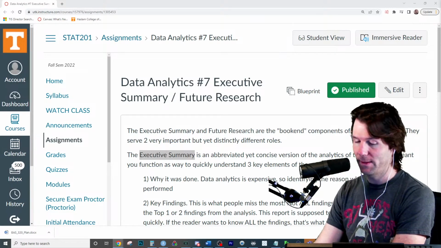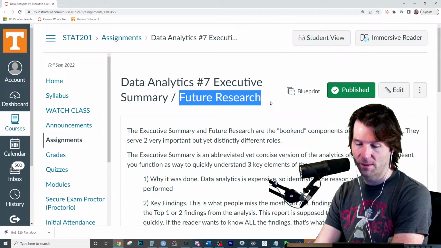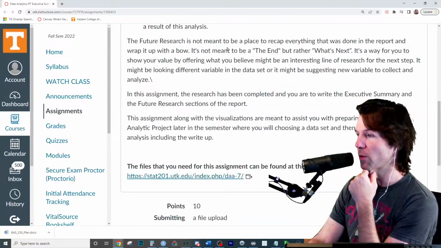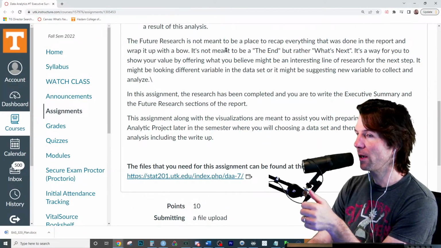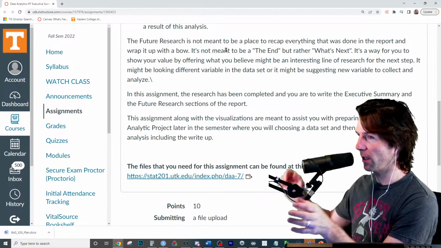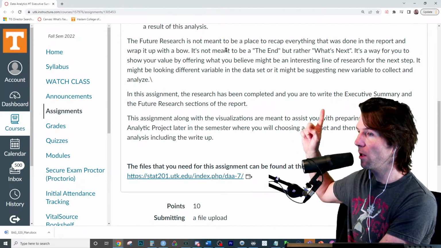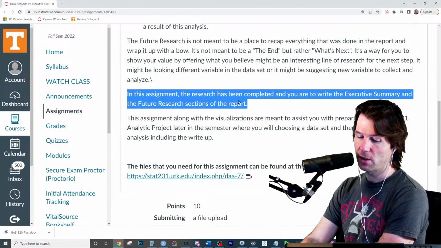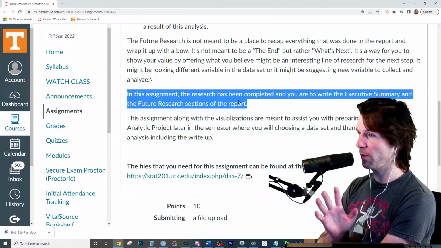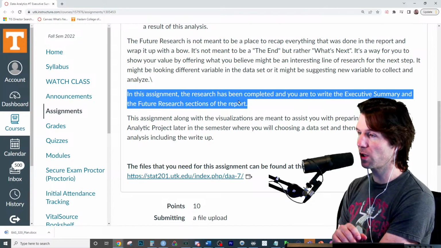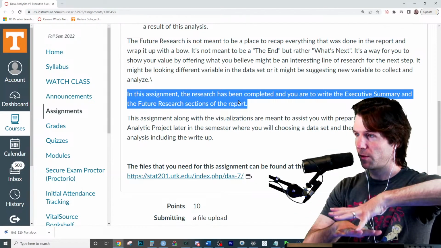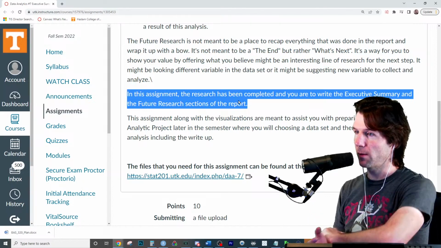Also supply the future research. The future research. So that's what you'll be supplying. Great job, Lachey, right there. So you'll be supplying the future research. Like in this assignment, the research has been completed. You are to write the executive summary and the future research sections of this report. So you don't need to supply the other portions. You're just supplying the executive summary and future research. So don't worry about giving the middle portion. You give executive summary, you give future research. That's what we're grading right there.